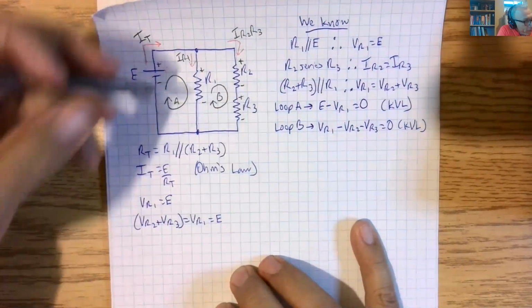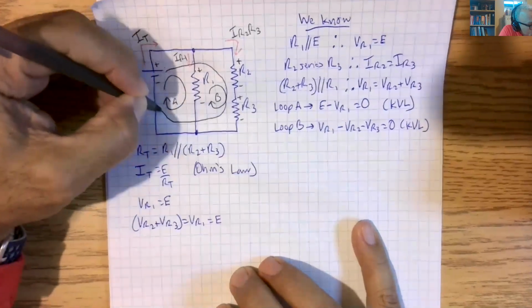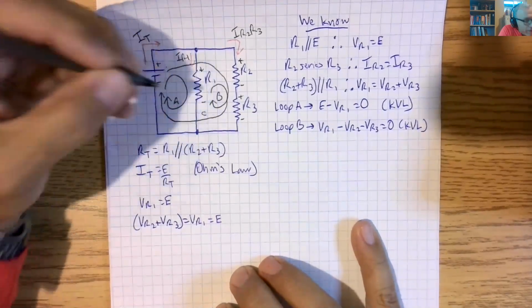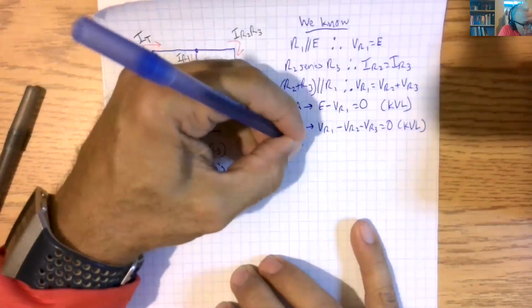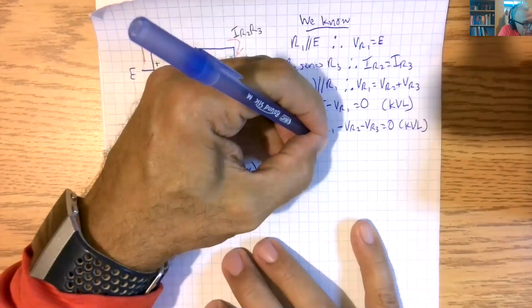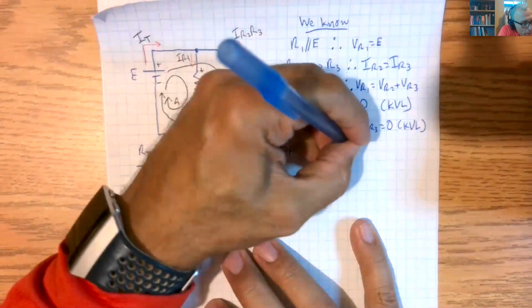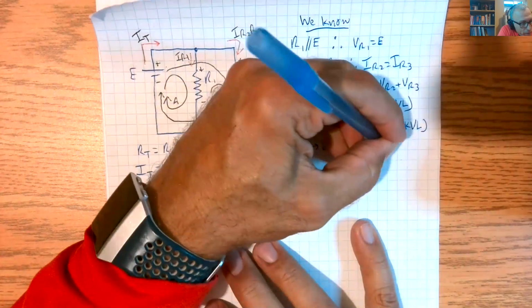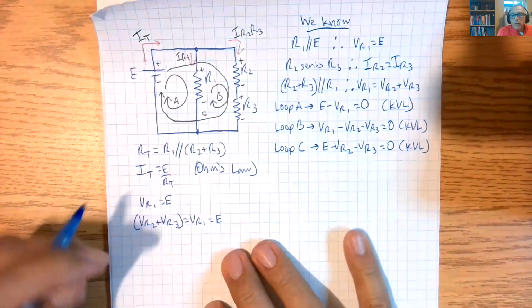Then we have loop C here. We have this big loop, C. And loop C says that E minus VR2 minus VR3 is equal to 0. Okay?